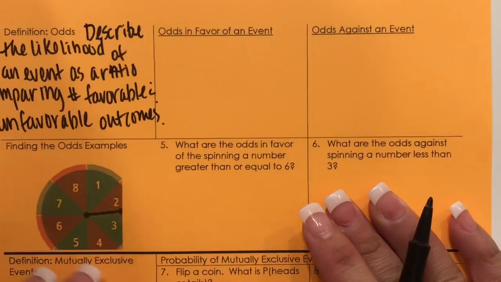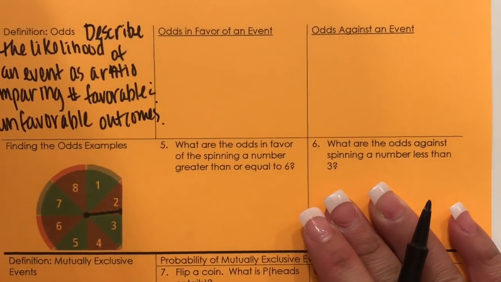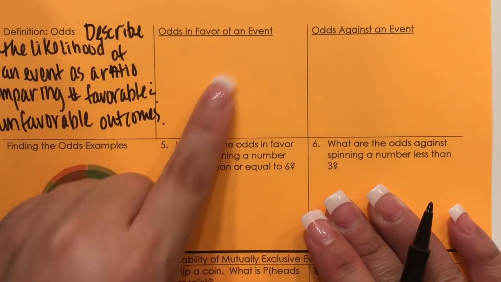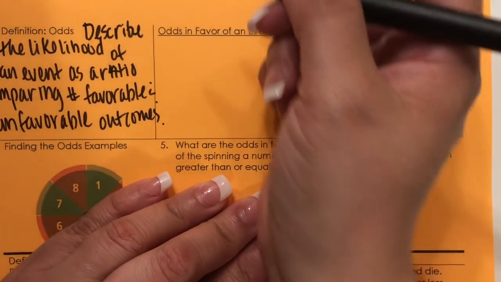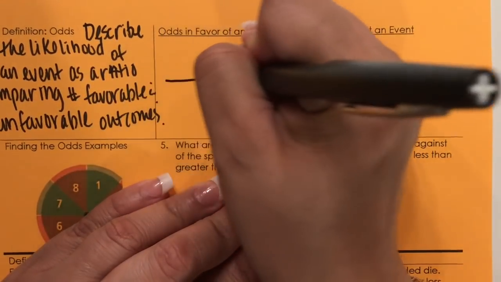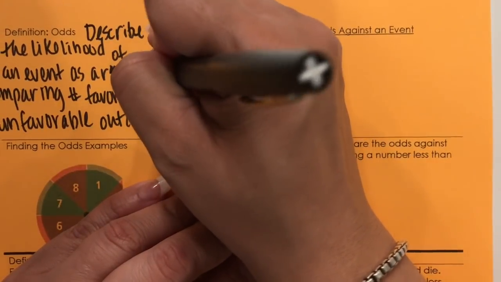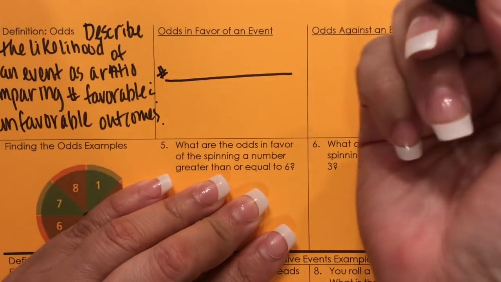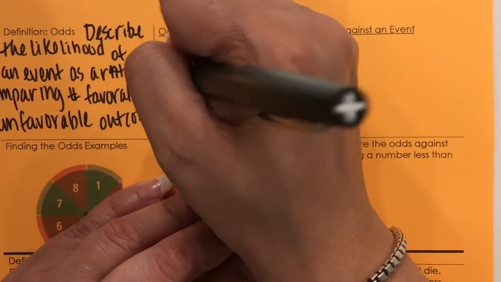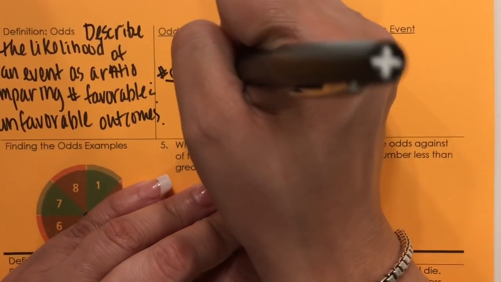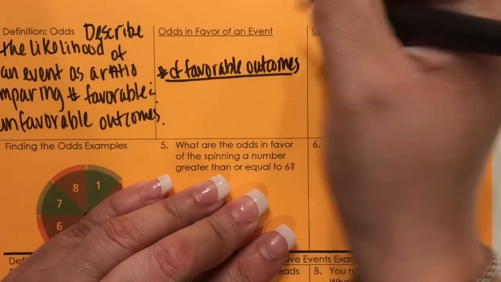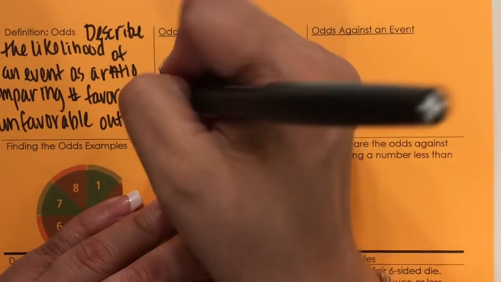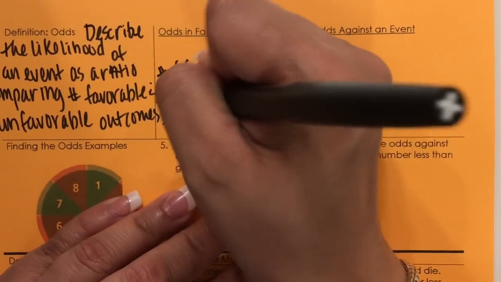So as we talk about comparing the number of favorable and unfavorable outcomes, let's talk about the odds in favor of the event. So we want this event to happen. So when you're talking about a ratio, again, we're going to use a fraction at this point, and you're going to say the number of favorable outcomes, and that's going to be divided by the number of unfavorable outcomes.